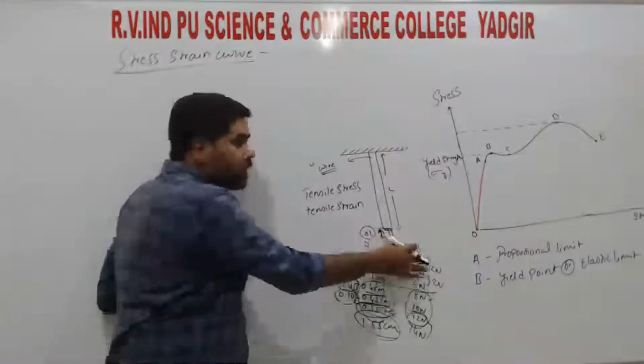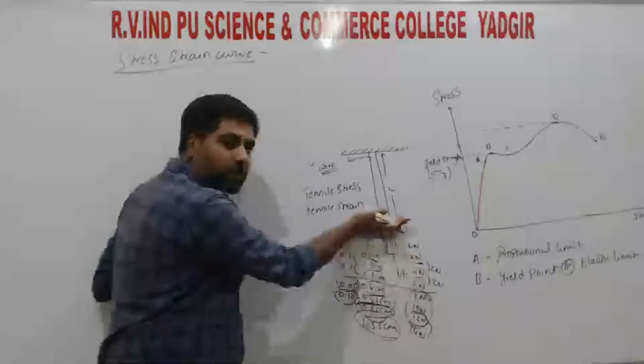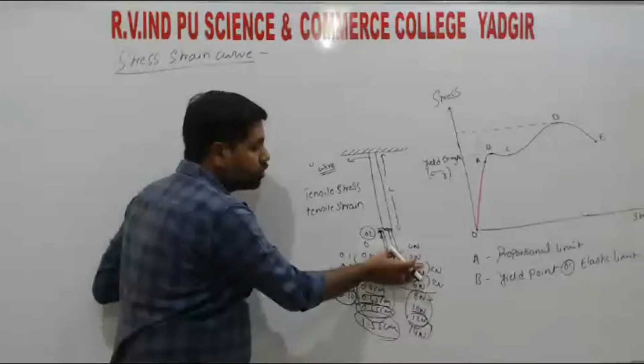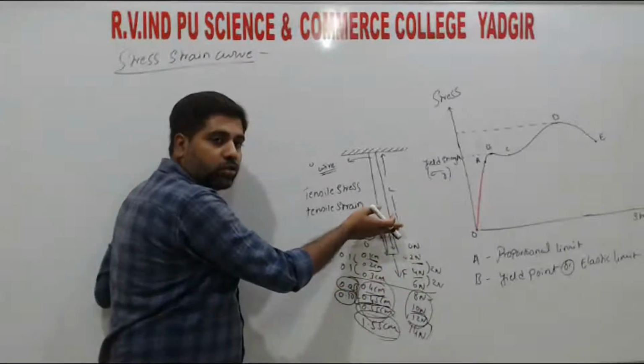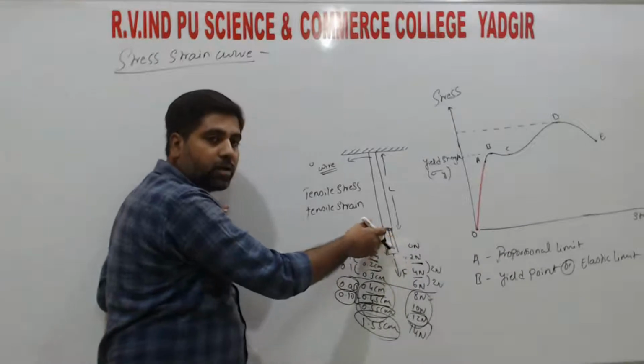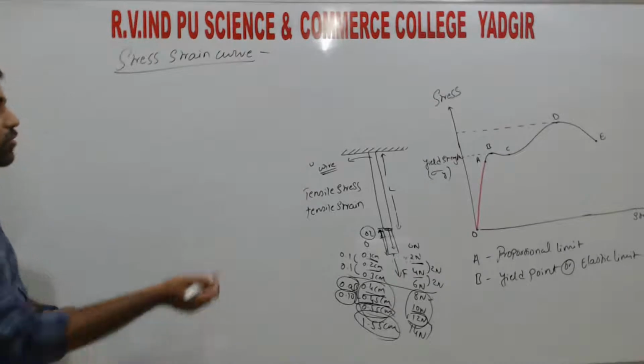So actually, what happened as soon as we removed the deforming force? It will come back to its original position. But here, after removing the deforming force, the strain is not equal to 0, right? When stress becomes 0, strain should also become 0. But in this case, strain is not equal to 0.